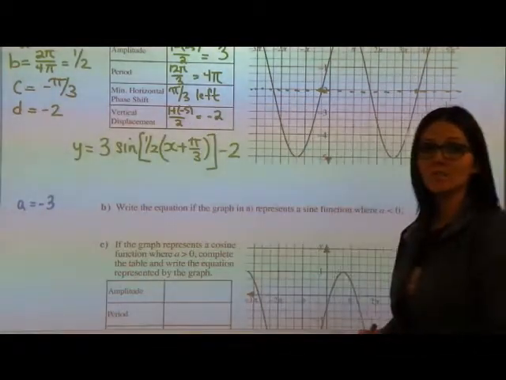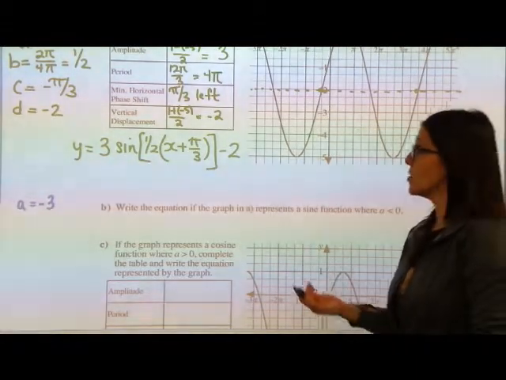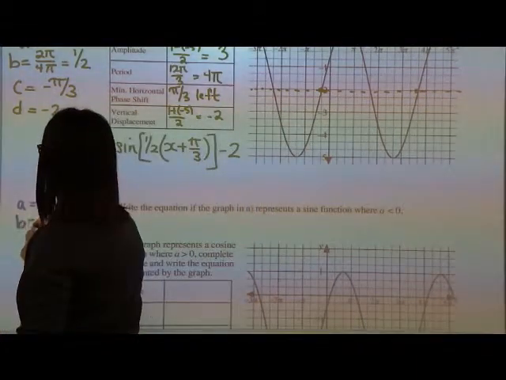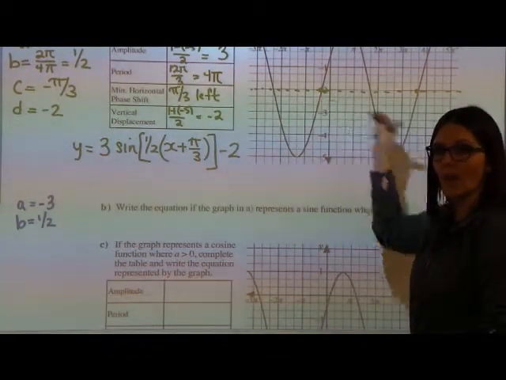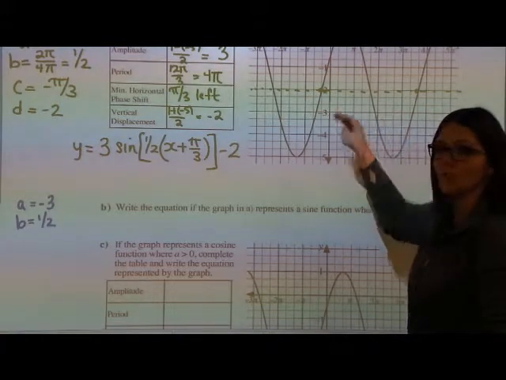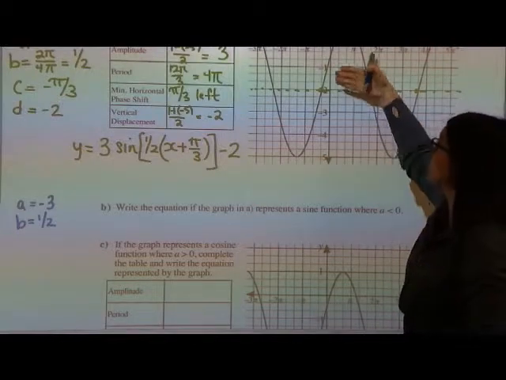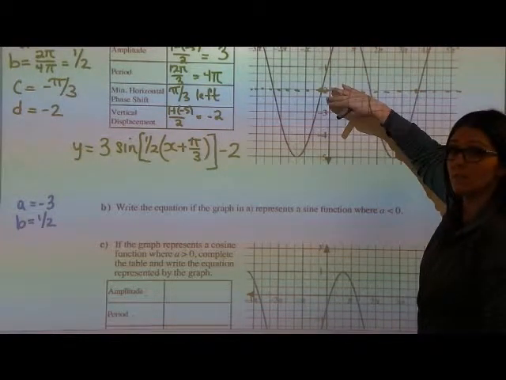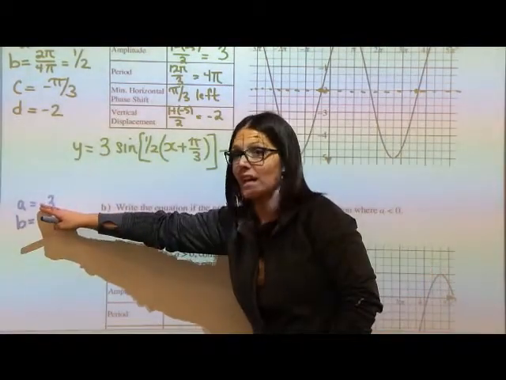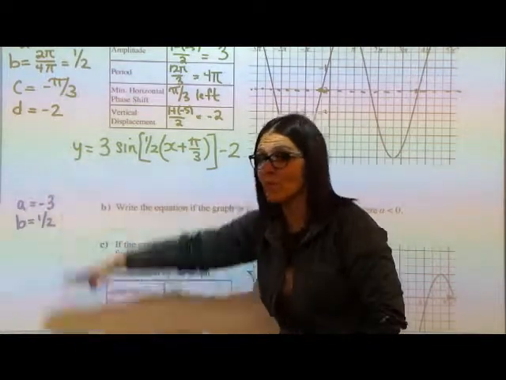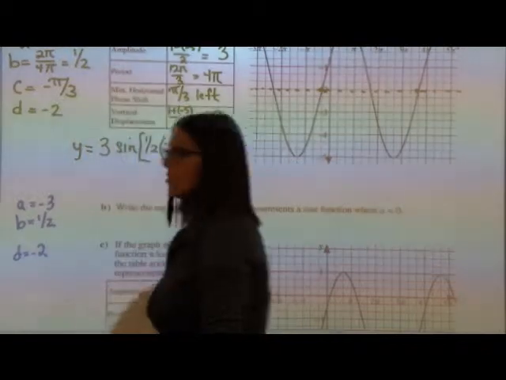Would the period change? No. So the B value would still be 1/2. Would the vertical displacement change, the middle line of that graph? Would it still be at -2 if I reflected this? No, because it would reflect it here. So it is -2. Because I would have to do the reflection. That -3 is the reflection, and it would happen before I moved it up and down. So my D value would still be at -2.